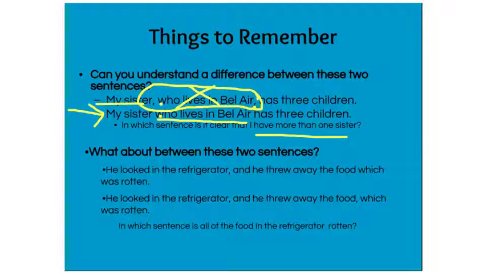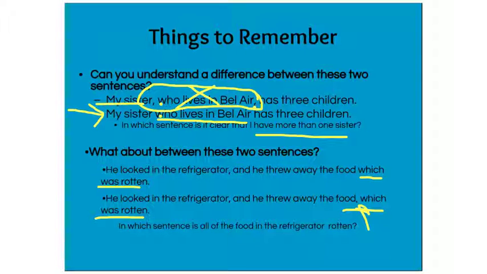Now how about these two sentences? He looked in the refrigerator and he threw away the food which was rotten. He looked in the refrigerator and he threw away the food, comma, which was rotten. So we have adjective clauses here, and we have a comma on this one, meaning it's not identifying information. So which sentence means that all of the food in the refrigerator was rotten?